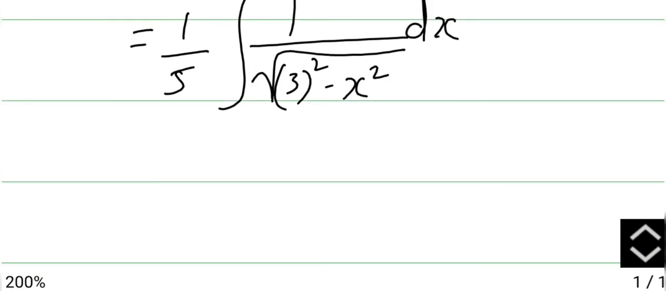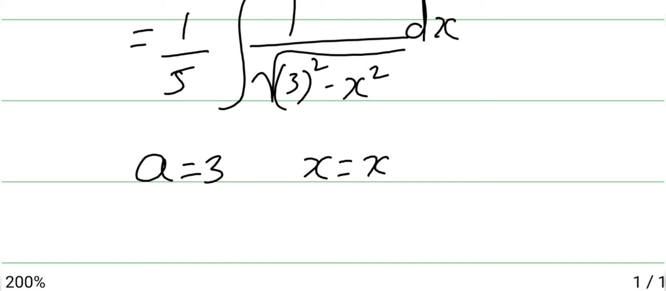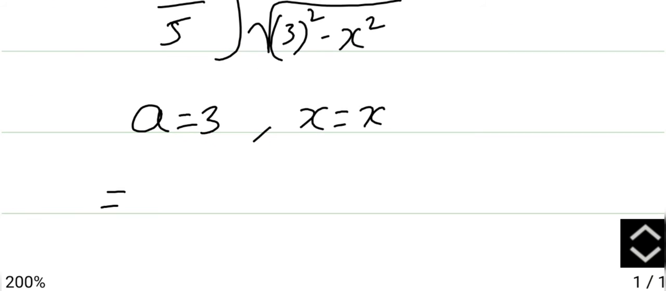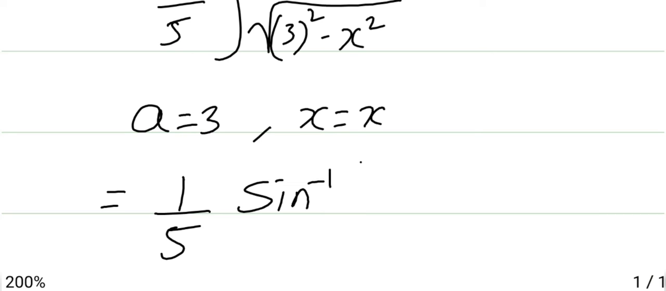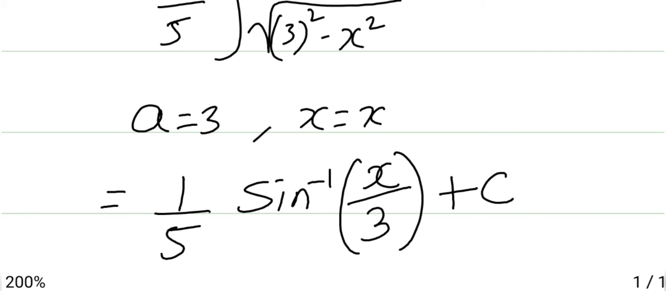So here by using that formula, a becomes 3 and x is x itself. So the formula solution says write this 1 by 5 as it is. The solution is sin inverse of x by a. Our x is x only and a is 3. So x by 3 and then plus c. So this is the given solution of the answer.